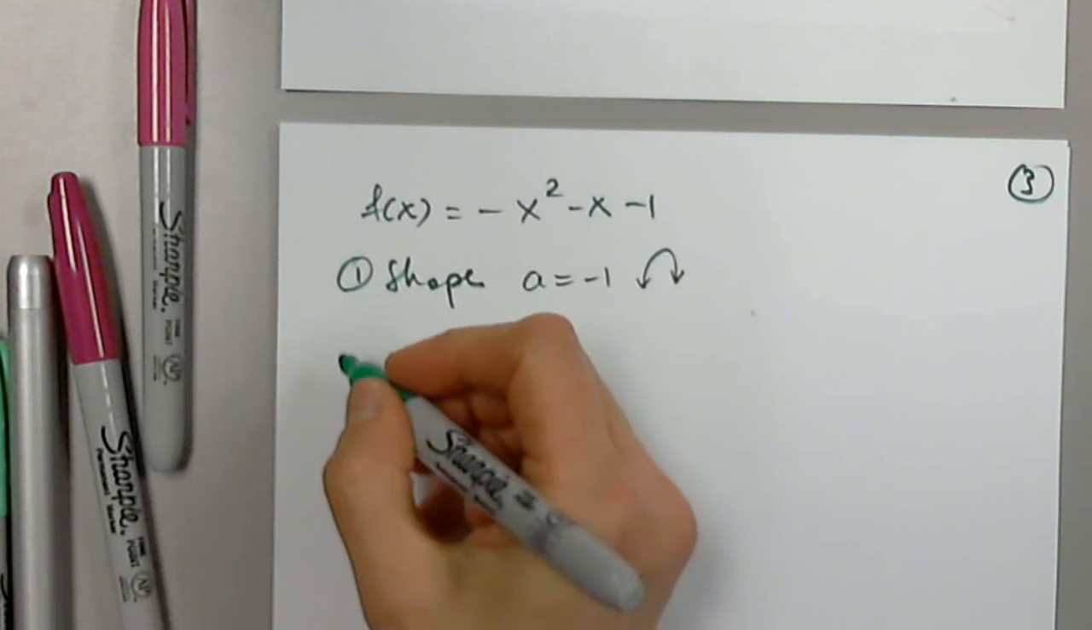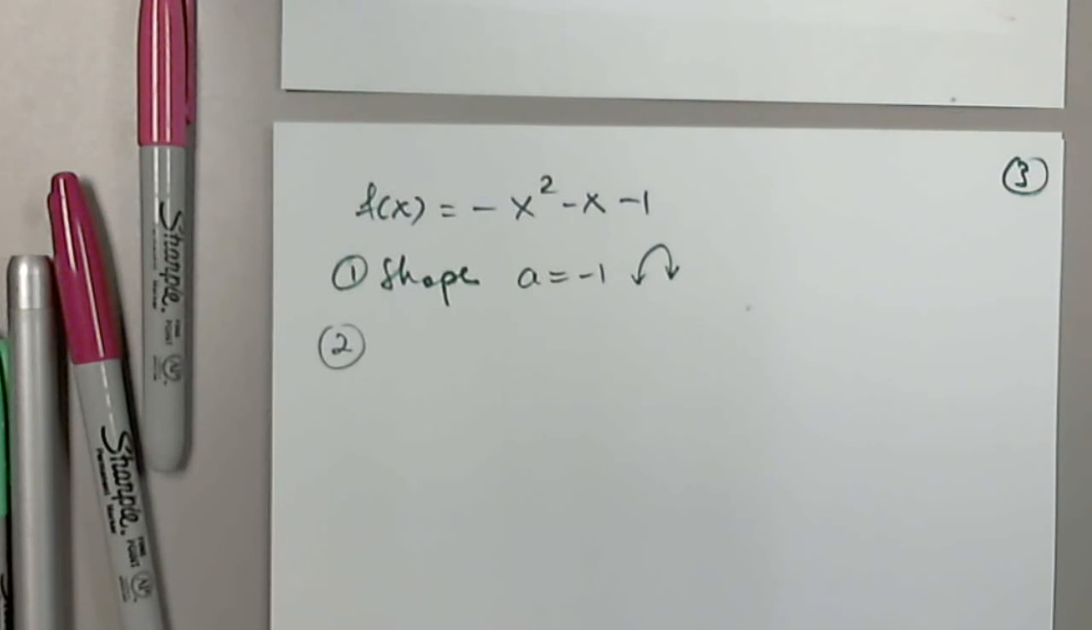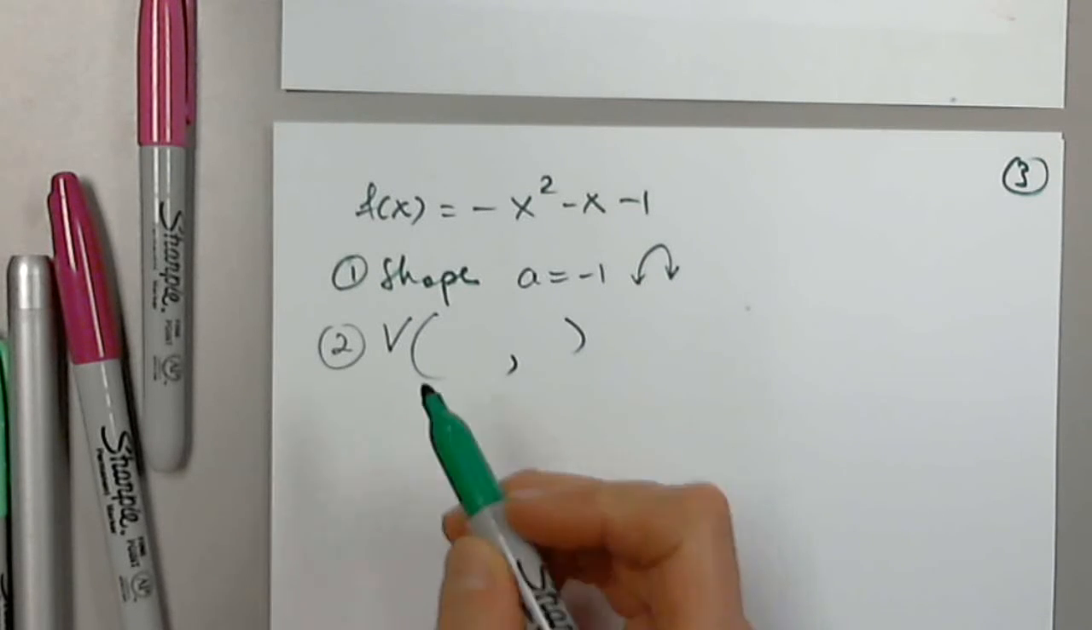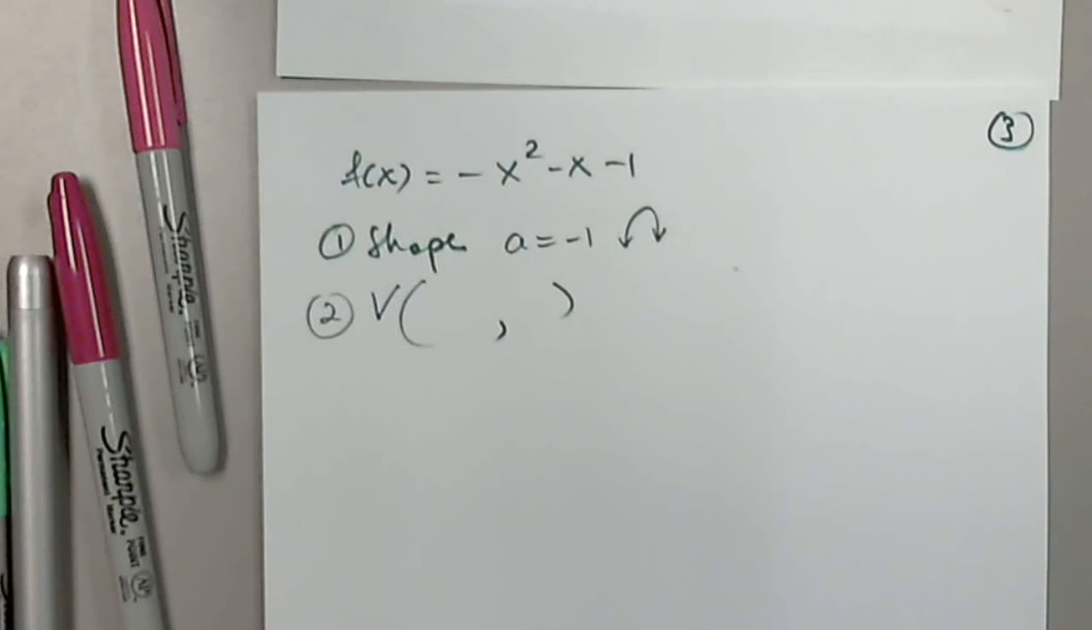Correct. So number 2, what do I have to determine next? Again, these will be listed for you on the test. So I'm not sure you're doing the vertex, but it doesn't matter, really. The order for the parabola is not really important. As long as you find everything that is requested of you, you're fine.